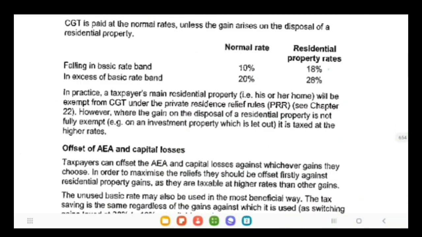These are the rates. For residential property, the basic rate is 18%, and for other properties the basic rate is 10%. While for residential property the higher rate is 28%, and the higher rate for other gains is 20%.